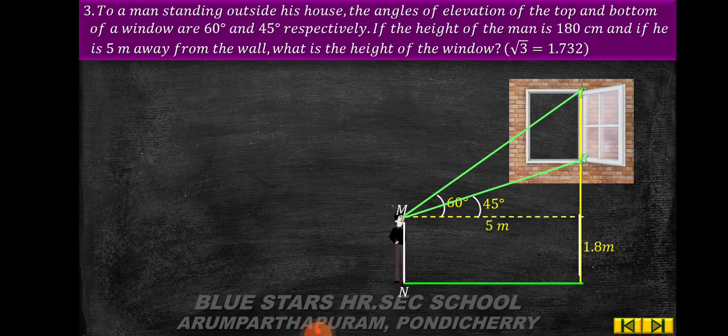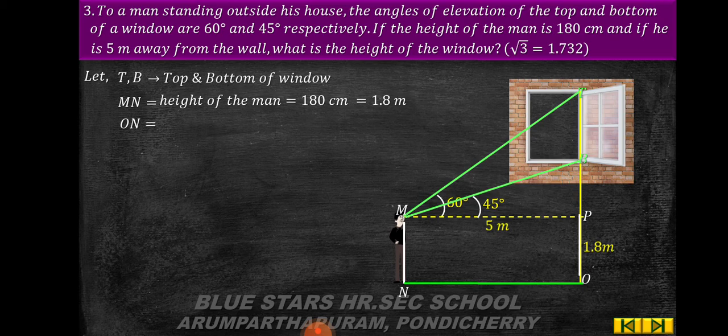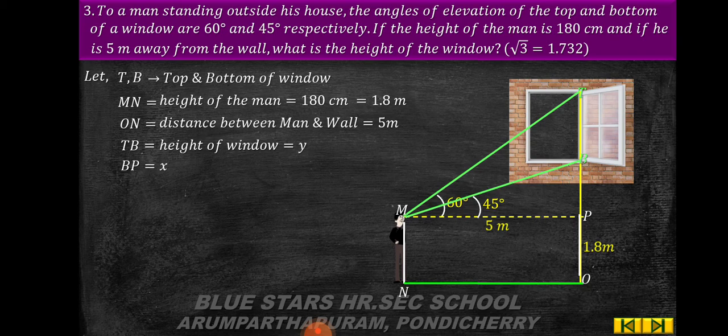So let's mark the points. The height of the man is MN and OP, and let T, B be the top and bottom of the window. MN is the height of the man, which is equal to 180 centimeter, which is 1.8 meter. ON is the distance between the man and the wall, which is equal to 5 meter. TB is the height of the window, let it be Y, and BP is equal to X.